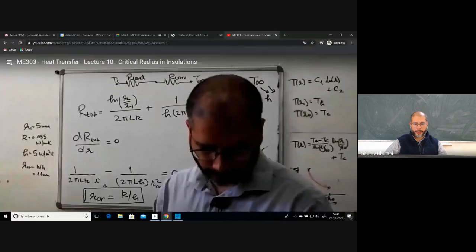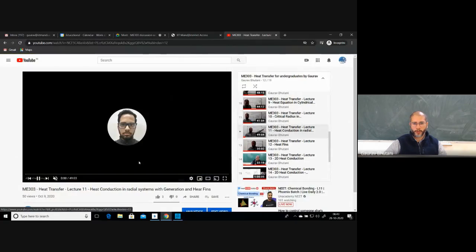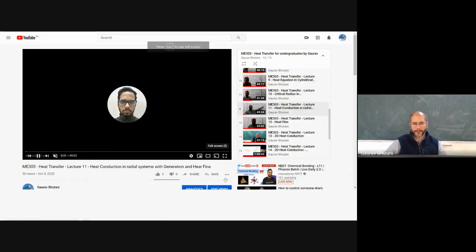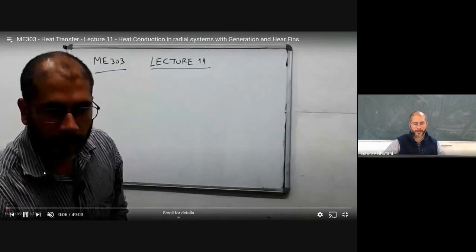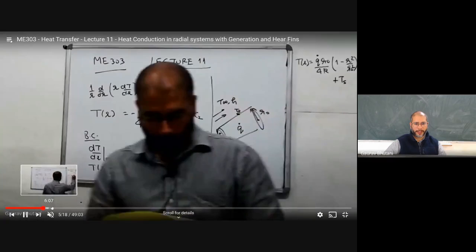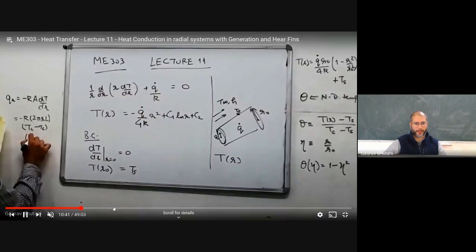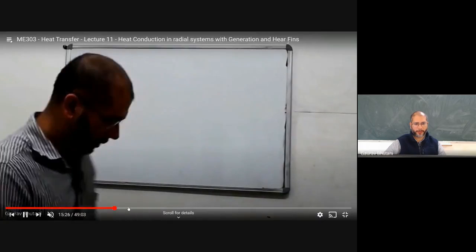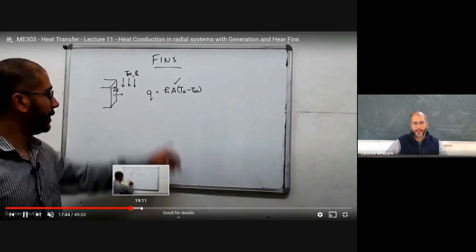Okay, so we stopped there in our discussion on critical radius, and then we briefly talked about heat conduction in radial systems with generation. So we had a q dot term in the cylindrical coordinate system. I won't recap that. That was again very similar to the previous discussions. And then we moved on to fins.